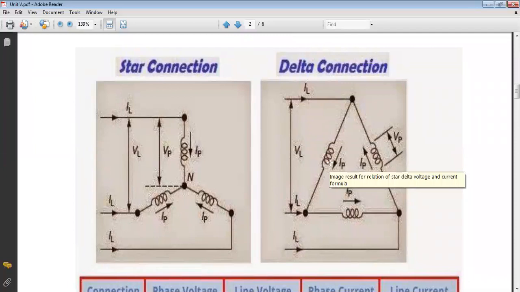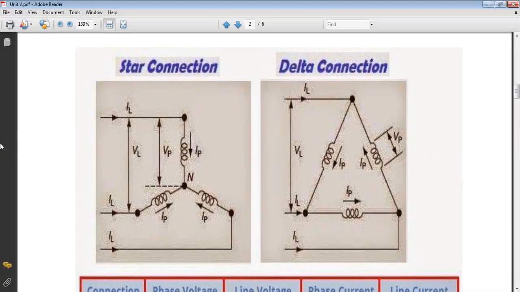Now the next part is star and delta connection. Very important. And you can get the short note on star and delta connection. So try to understand when you will have the star connection and when you will have the delta connection. The very basic thing for the three-phase connection: when you have a four-wire system, that is a star connection. And when you have a three-wire system, that is a delta connection.